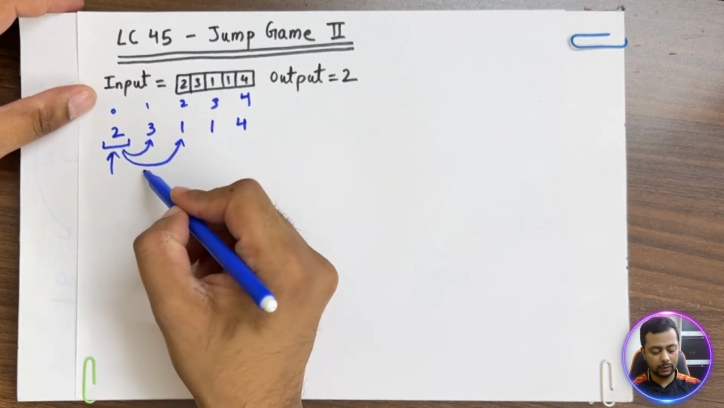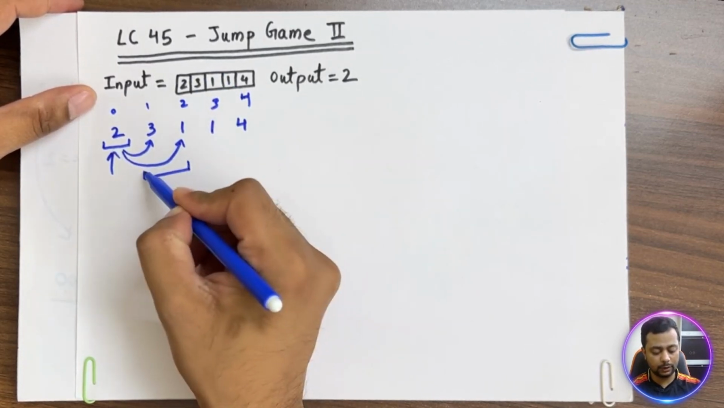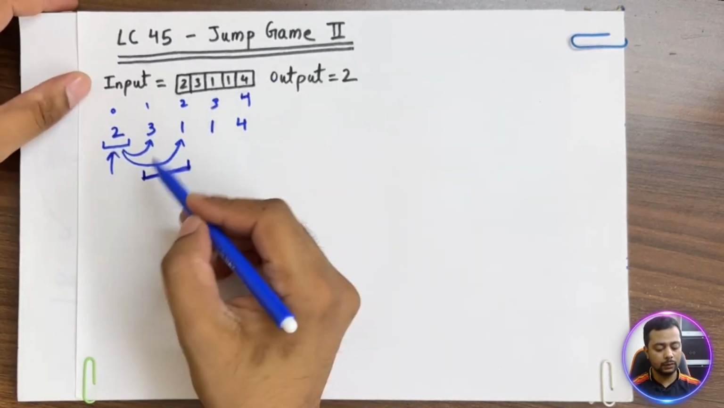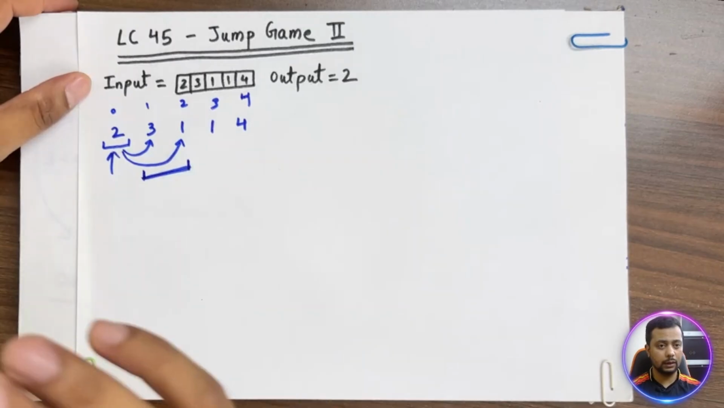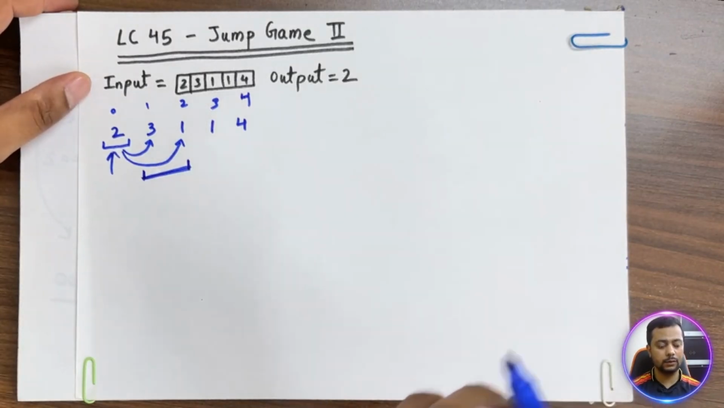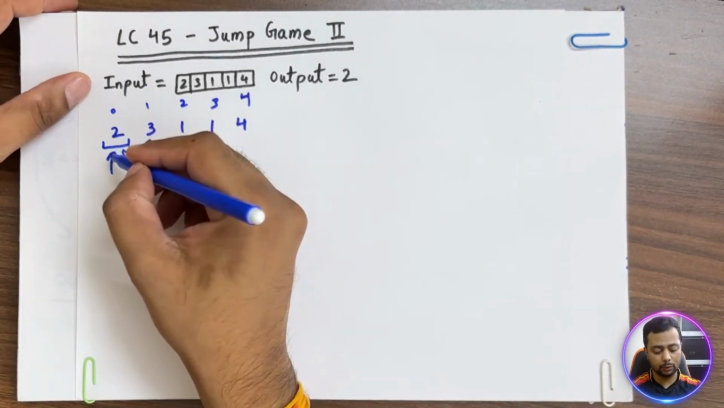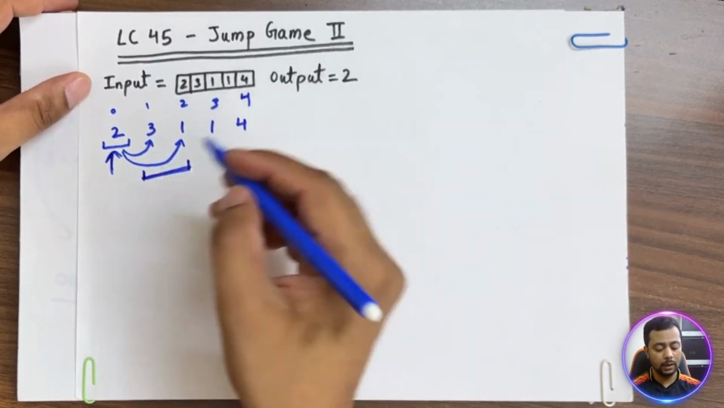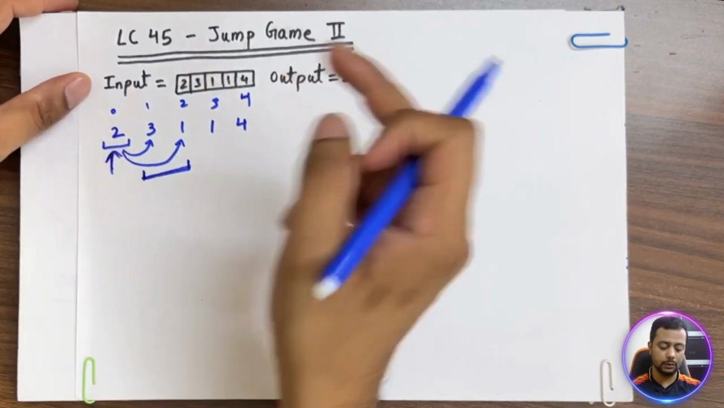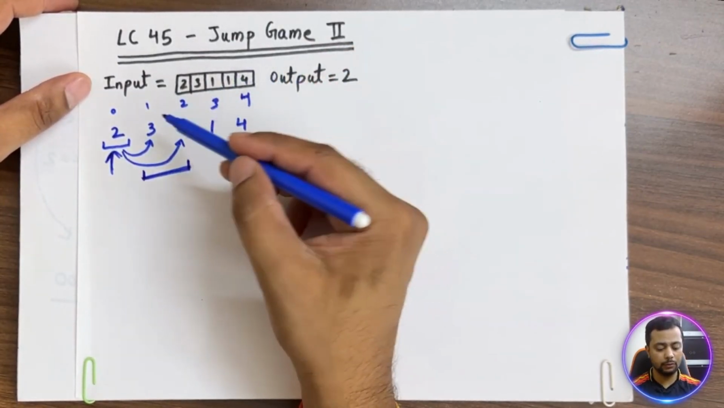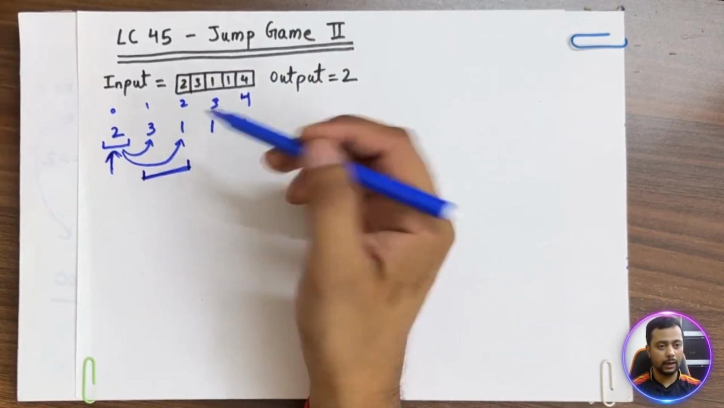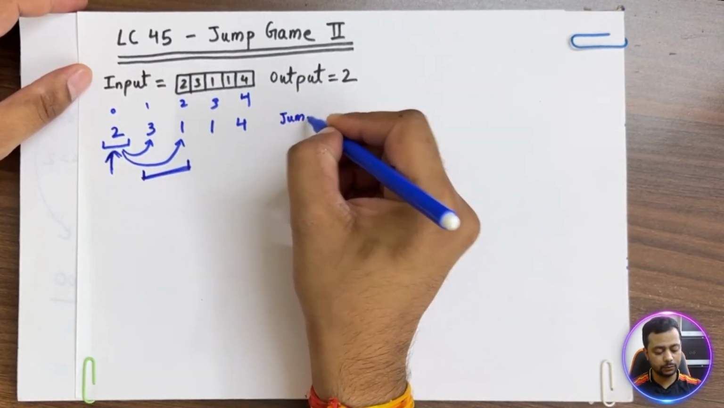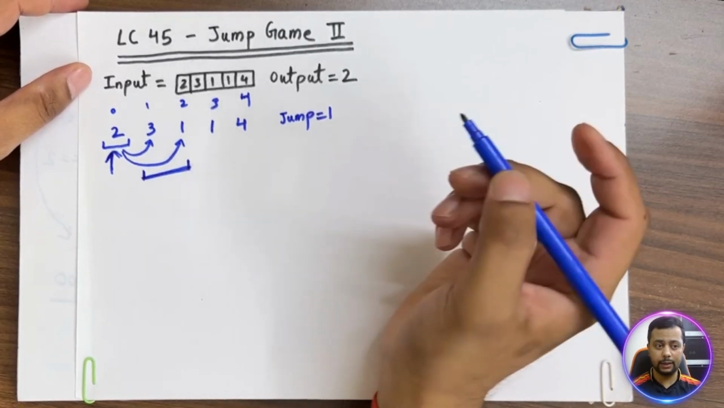This particular range, I'm calling this a range, which is a subset of the array. This range is basically the next possible steps that can be reached from my starting point, which is position number 0 containing the value 2. And it doesn't matter wherever I go, either to 3 or to 1, I have taken 1 jump. So let's keep track of jumps as well. So far I have taken 1 jump.